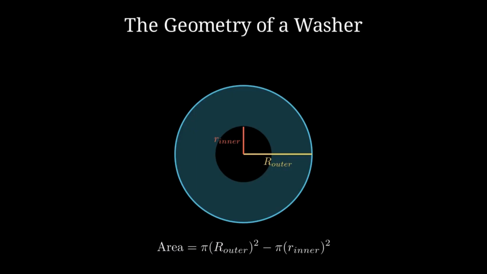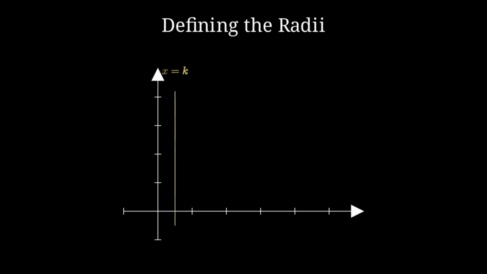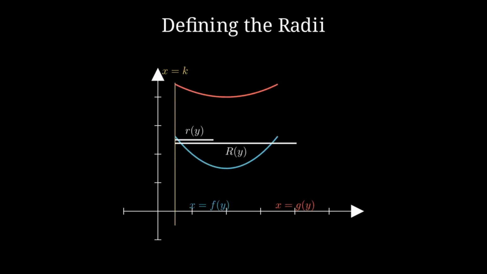The most critical step is defining the radii. The outer radius, capital R of y, is the distance from the axis of rotation to the curve furthest away. The inner radius, lowercase r of y, is the distance from the axis to the curve closer to it. Always measure from the axis, not the origin.